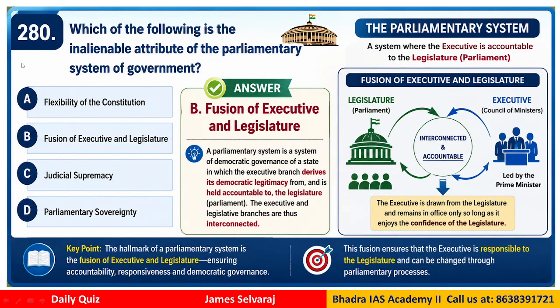Question number 280. Which of the following is the inalienable attribute of the parliamentary system? Flexibility of the constitution, fusion of the executive and legislature, judicial supremacy, parliamentary sovereignty. The correct answer would be B, the fusion, that is the mix of executive and legislature. The elected members of the government are the executive and at the same time they also legislate laws. The parliamentary system is a system of democratic governance in which the executive branch derives its democratic legitimacy from and is held accountable to the legislature. So the executive and legislative branches are interconnected, twined, mixed. Therefore the legislature and the executive are combined in the parliamentary system.